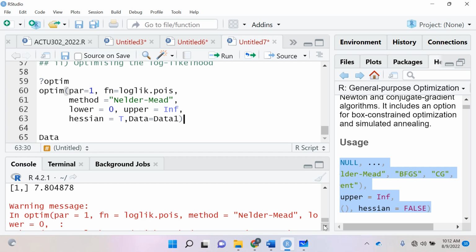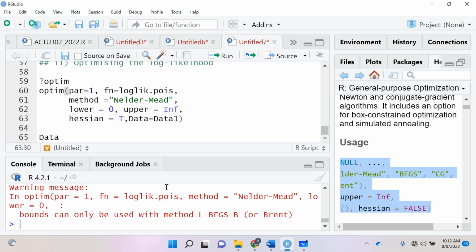But the warning is important. It says that the lower bound can only be used with method L-BFGS-B. So it means the lower bound that I provided for L isn't needed. But if I was using this method, I would need it. So let me put in that method and see what I get as my estimate.